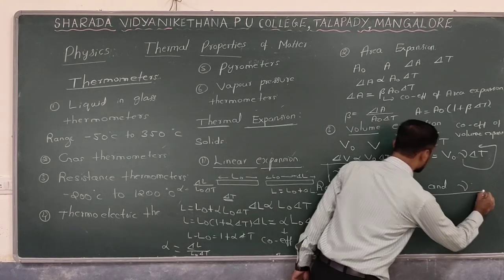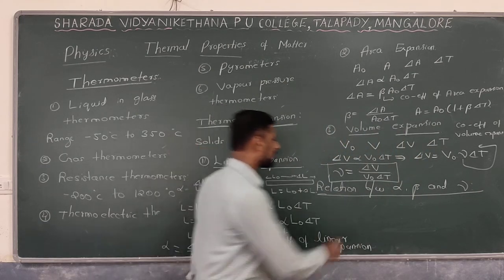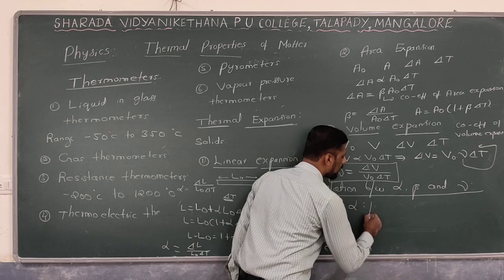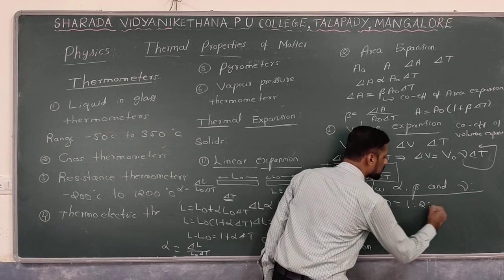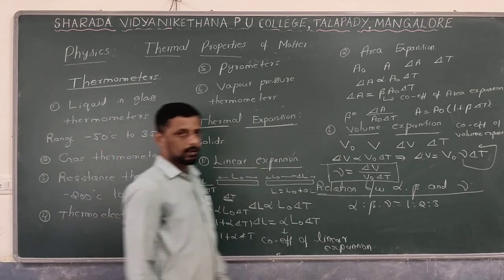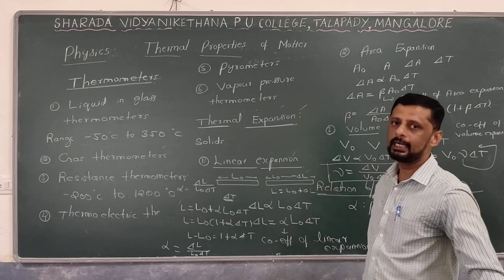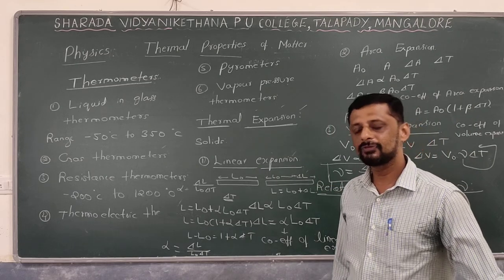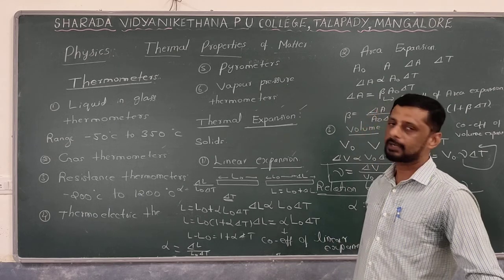The coefficients of linear expansion, area expansion and volume expansion are related as follows: alpha is to beta is to gamma is equal to 1 is to 2 is to 3. So this is about the expansion in case of solids. First, thermal expansion means the increase in dimension of an object, with no change in state, with increase in temperature.